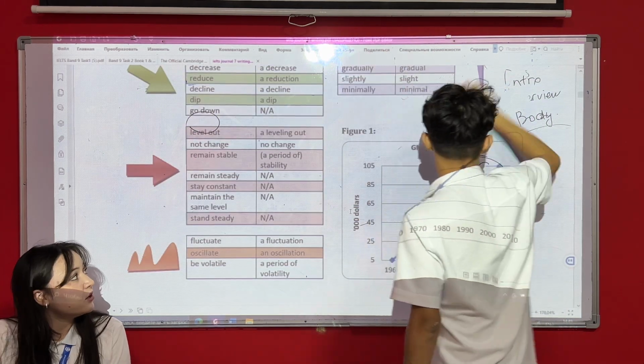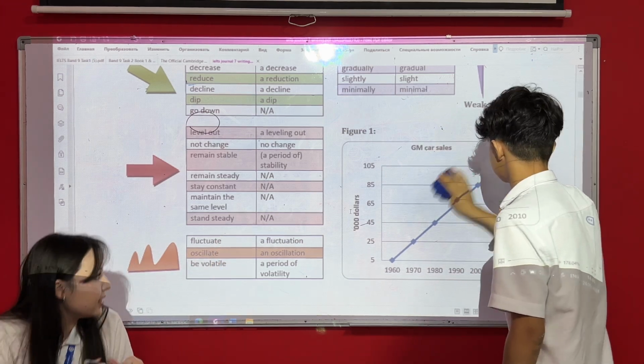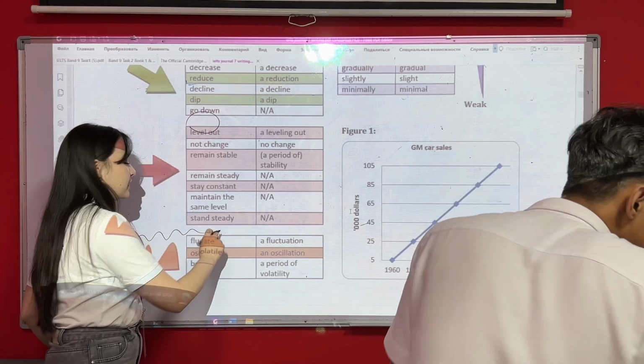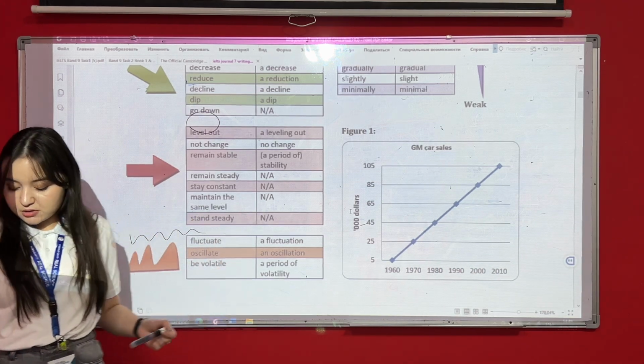We have only also fluctuate, guys. Do you know what fluctuate means? Да. So at least the колебания, то есть вот так. Increase, decrease, right? In this sense. Can you please write it down, guys?